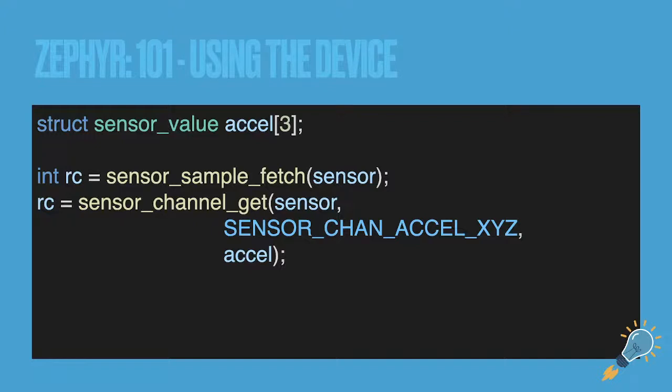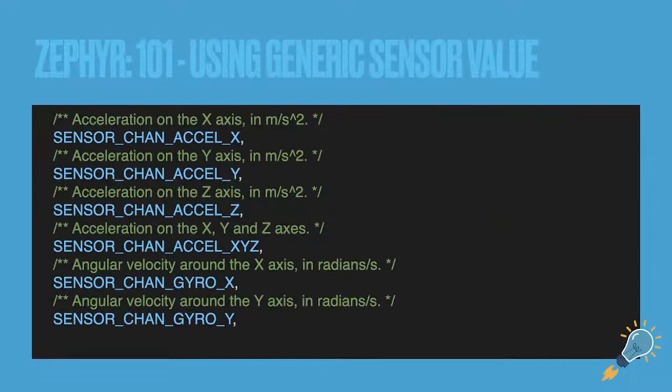The way the sensor API works is that you can have multiple sensor channels for a device, and we're targeting a specific channel that you can get data from. In this case, we're using the accelerometer XYZ channel. There are many definitions of these channels. This is just an example; there's a huge list in the sensor.h file. There are lots of different sensors: PM 2.5, humidity, temperature, you name it, all those things are in there.